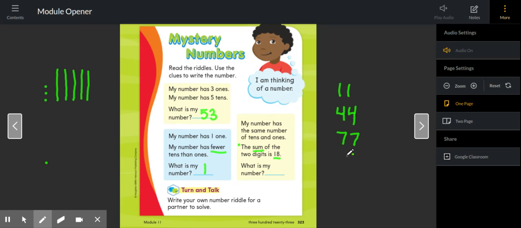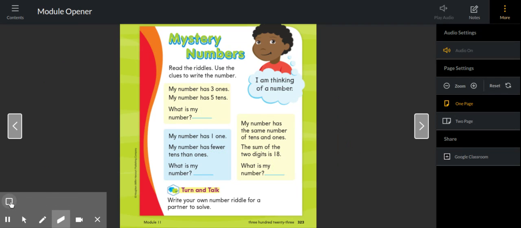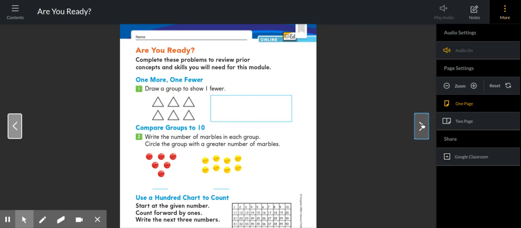So I need one that has a sum of 18. So if I know my doubles facts, I know that 9 plus 9 is 18. So 99 has the same number of tens and ones, and also the 2 digits, when you add them together, add up to be 18. So that's kind of a fun riddle. So the challenge at the bottom of the page says to write your own number riddle for a partner and solve. And I encourage you to write one of those for someone at your house, or even just make some up and take turns solving each other's riddles.